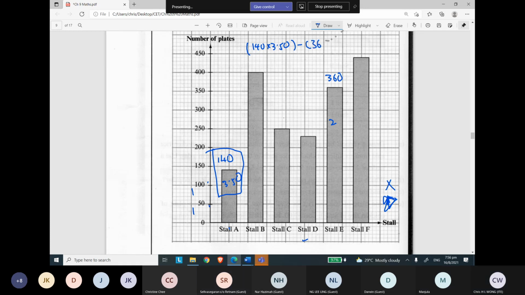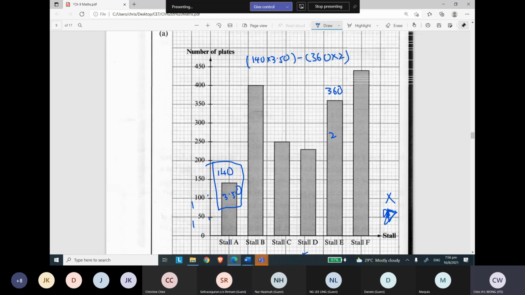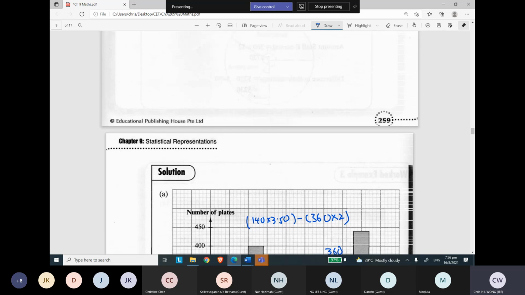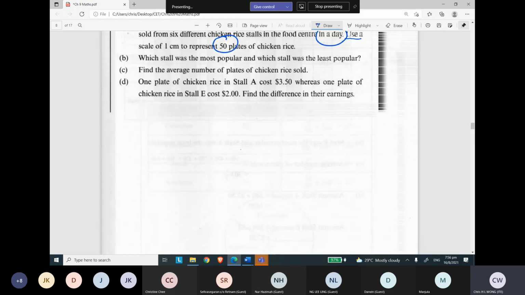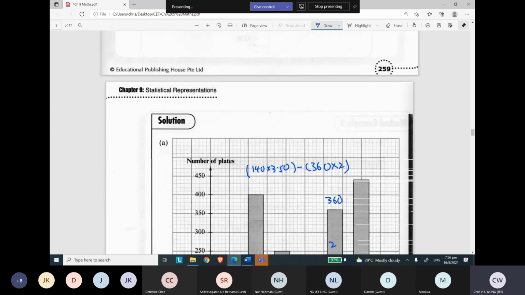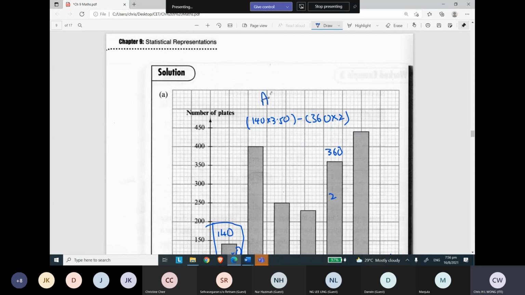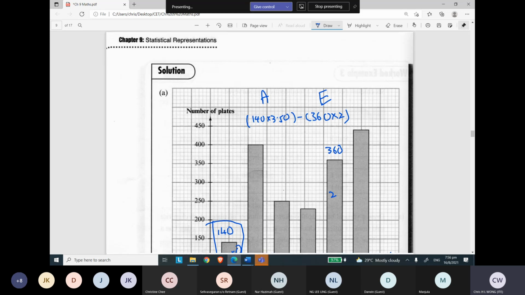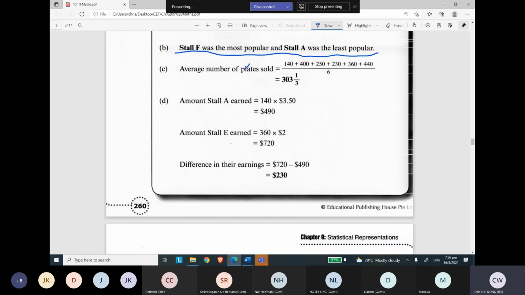140 times 350 minus 360 times 2. That is the difference they earn, no? Am I correct? Yes, sir. So that's the question they asked: find the difference in the earnings. Store A earns so much, store E earns so much. You just have to multiply and then subtract, and you get the difference.